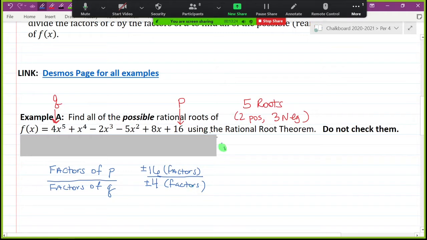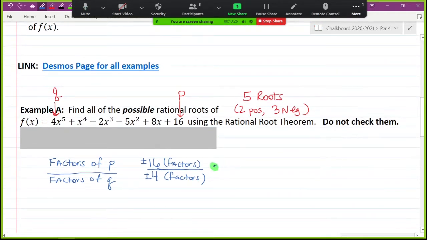So let's do that. What are the factors of 16? Well, the factors of 16 are plus or minus 1, 1's a factor of everything, plus or minus 2, plus or minus 4, plus or minus 8, and plus or minus 16. Now, those are all the numbers I can think of that go into 16 evenly. I don't think I missed any, right? And then for 4, the factors of 4 are plus or minus 1, plus or minus 2, and plus or minus 4. So that's the setup, okay? And that's worth 1 point right there.